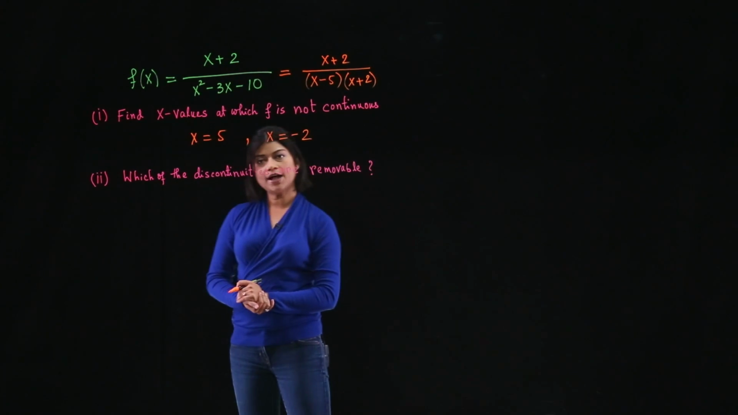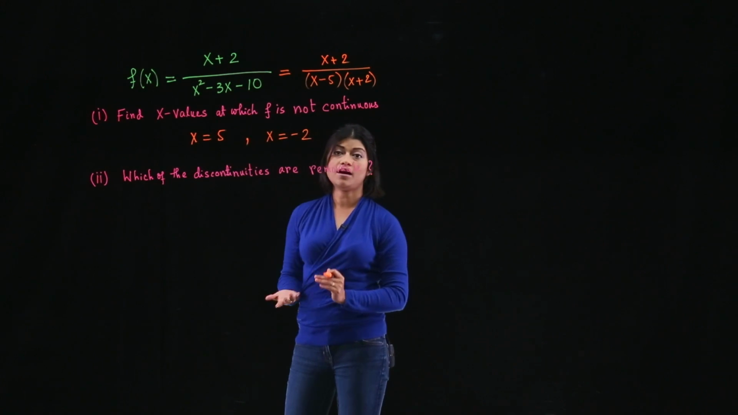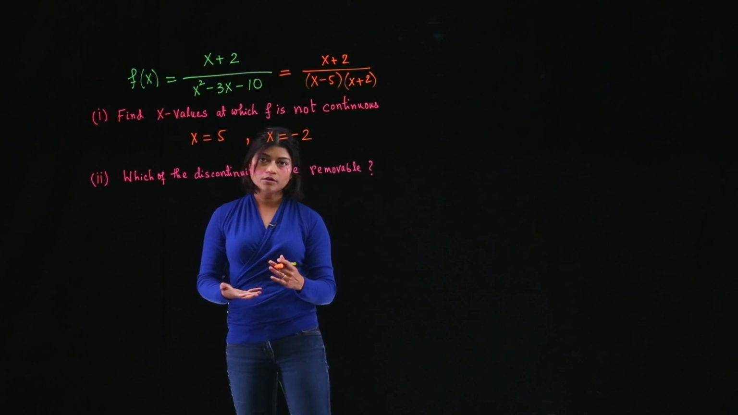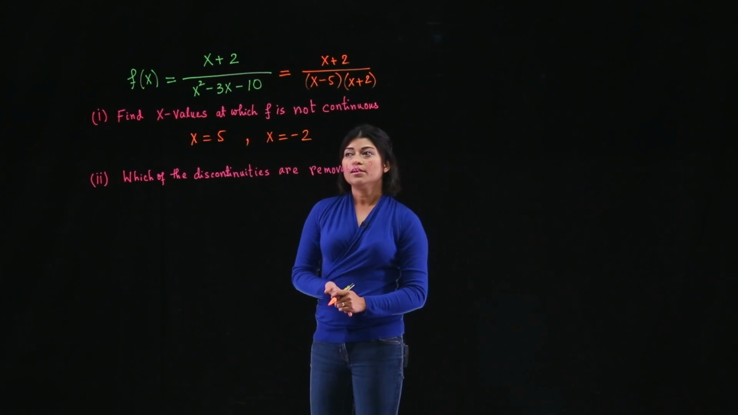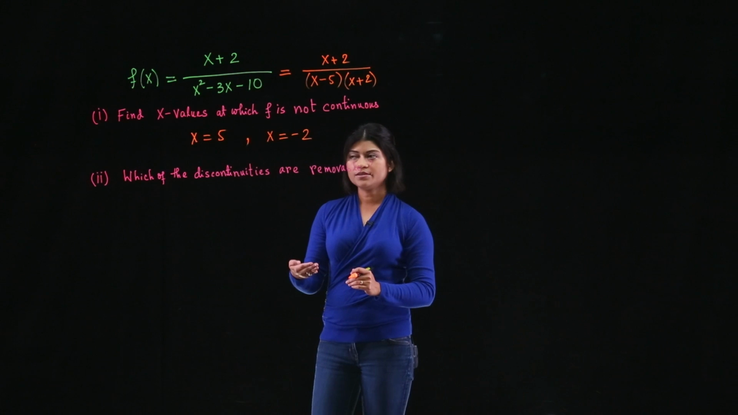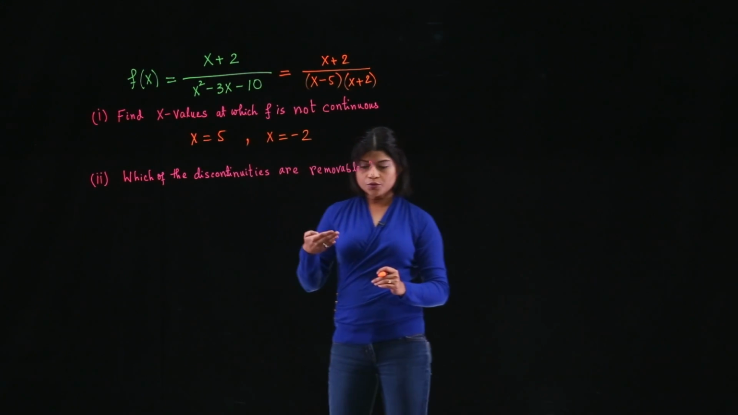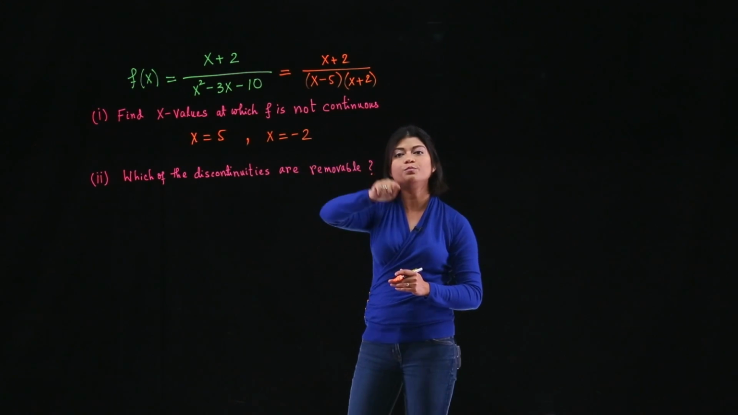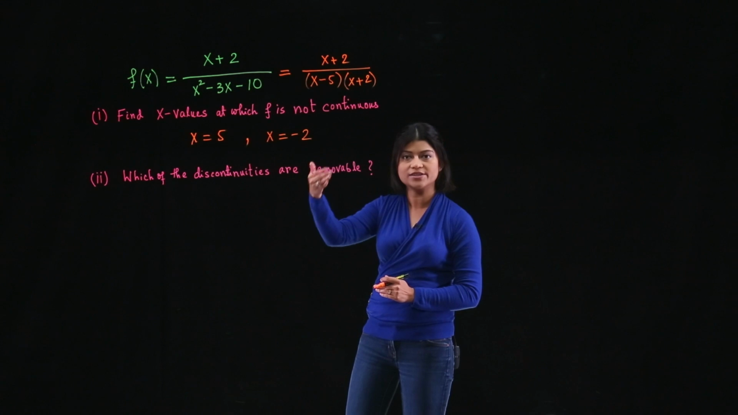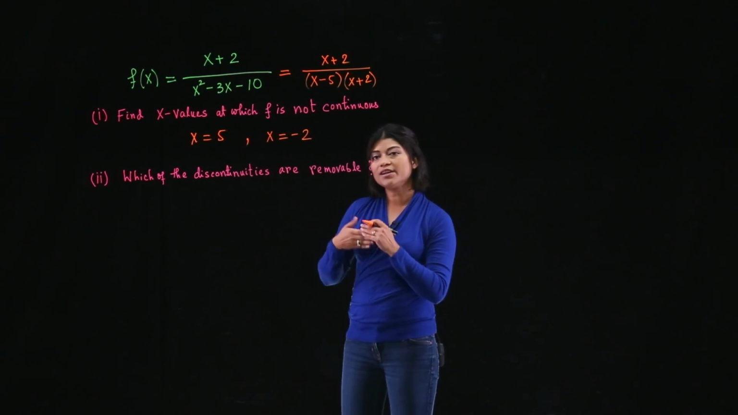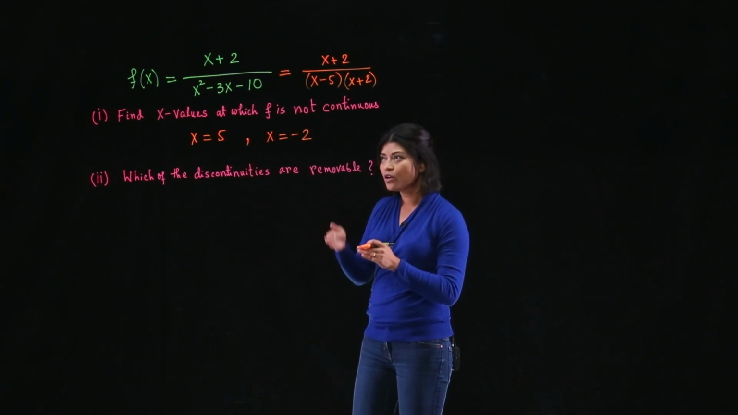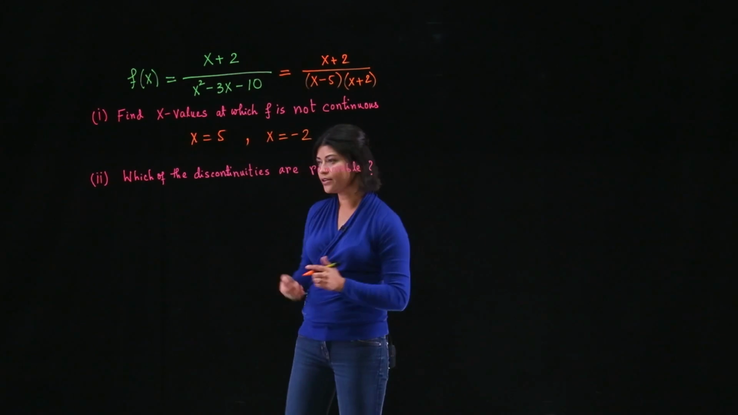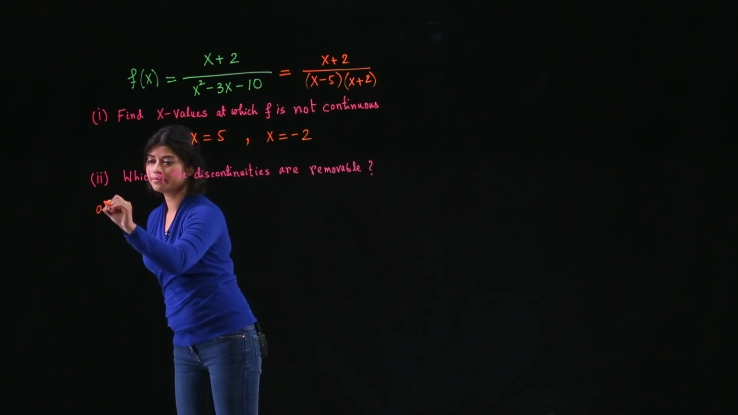Next, we have to figure out which one of these two are removable. So what is removable discontinuity? It is such a discontinuity that if you are able to redefine this function in such a way that you can remove the discontinuity, then that one is called removable. Now, in order to understand it, we have to understand what is happening to the function close to these two points. Okay, so let's start with the first one.